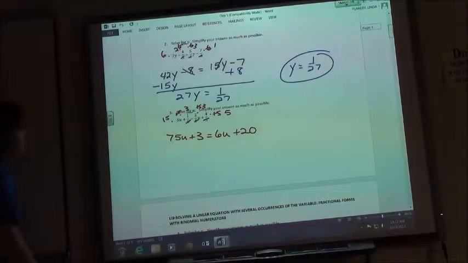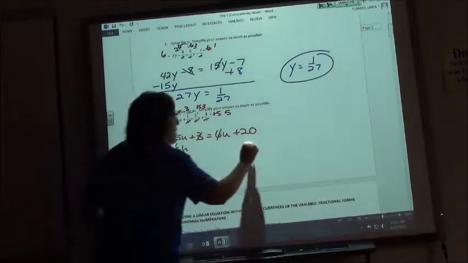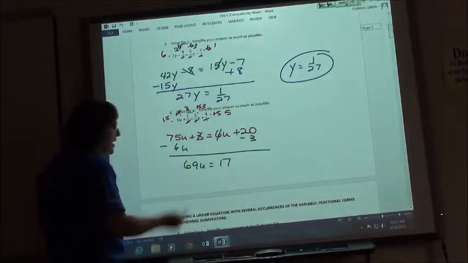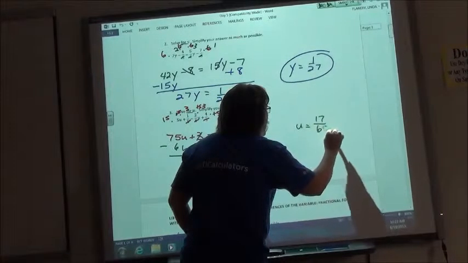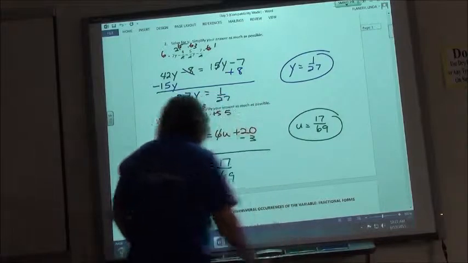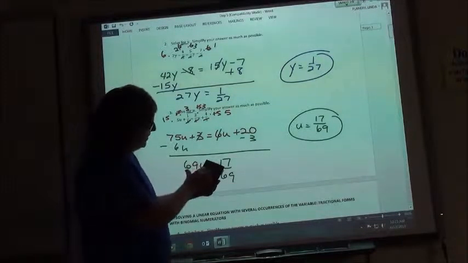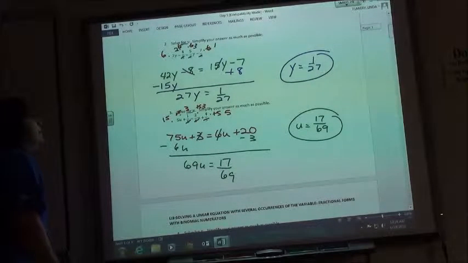I want to go ahead and solve that, so I'm going to subtract my 6u and subtract my 3. So 69u is going to equal 17, and then of course dividing, u equals 17 over 69. And I don't think I can reduce that down. I'm going to double check, but just to be sure, here I'm checking with my calculator. If I put in 17 over 69, it still gives me 17 over 69, so I know I can't reduce it. So that's going to be my answer.